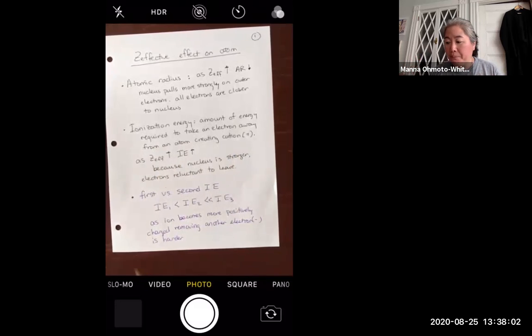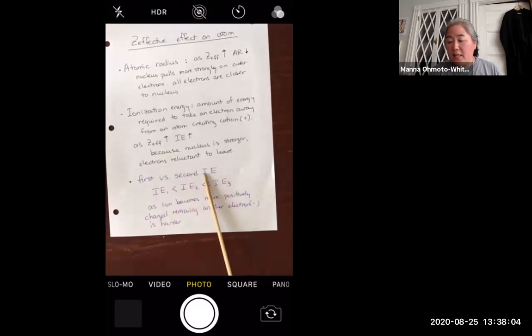Incidentally, this always has to be done in the gaseous state so that I have equal access to all of the atoms. One thing about the ionization energy is that the first ionization energy is always less than the second, is always less than the third. As I become more positively charged, it becomes harder and harder to remove other electrons. And if I start to get into that island of stability where I achieve a stable electron configuration, I will usually see a huge increase in the amount of ionization energy that it takes.